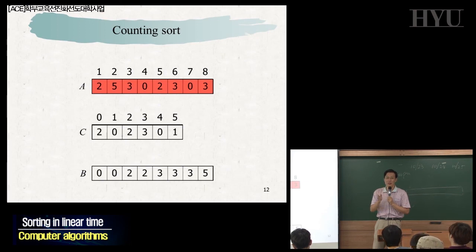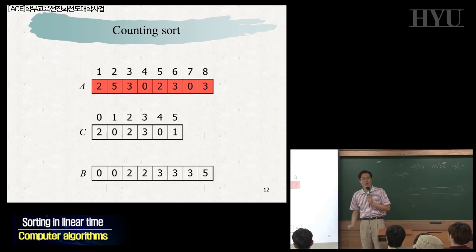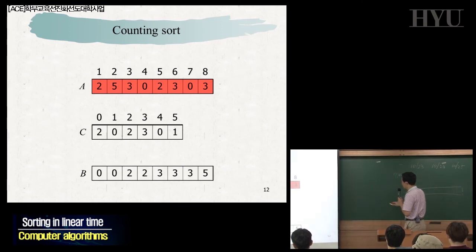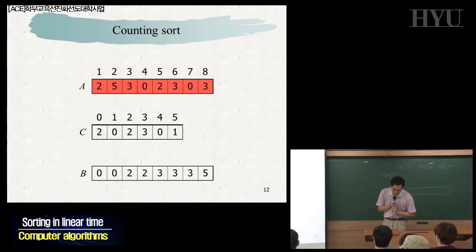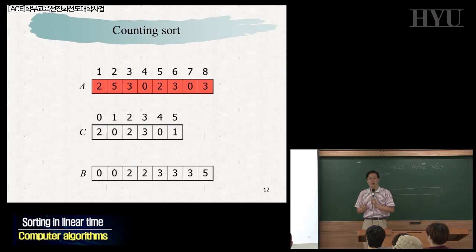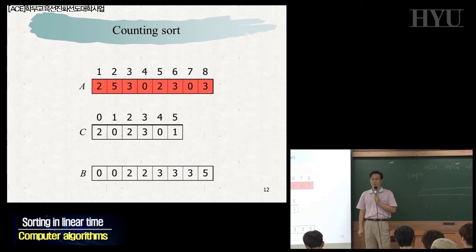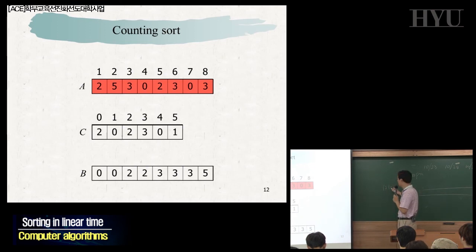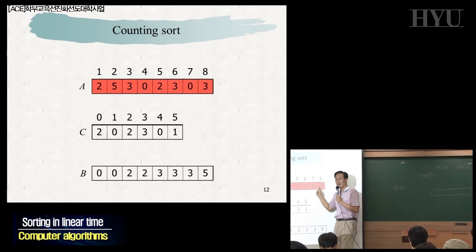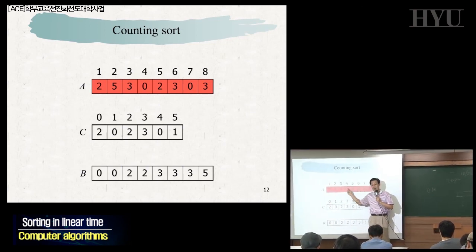Then let's check out the running time carefully. What is the running time of this algorithm? 이희준, what do you think is the running time of this algorithm? Theta of n, and n is the number of entries in the given array. Yes. Is that all?